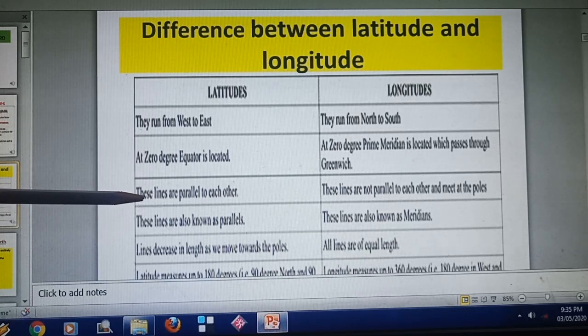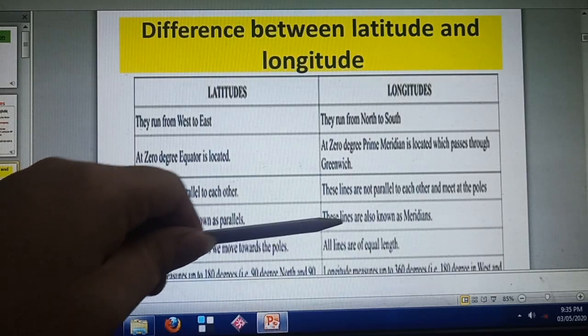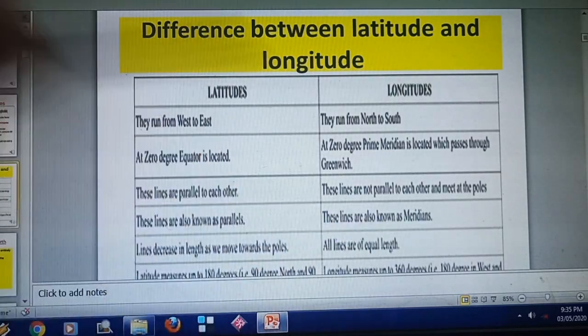Latitudes are the lines parallel to each other. Longitude lines are not parallel to each other and meet at poles. Latitudes are also known as parallels. Longitudes are also known as meridians.